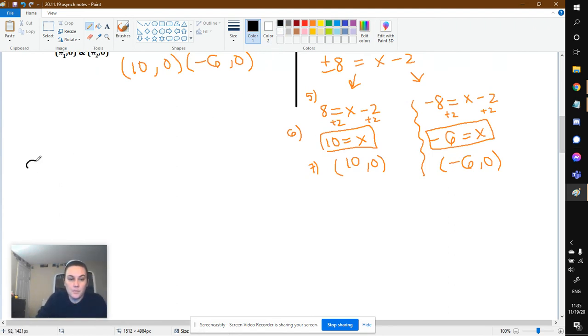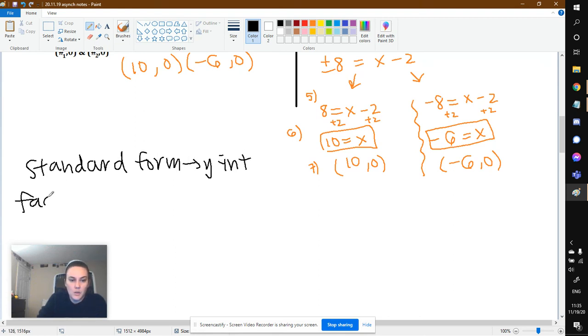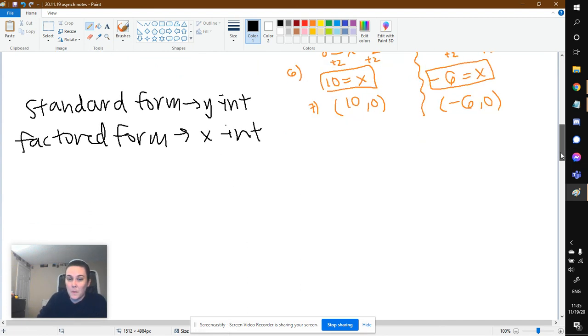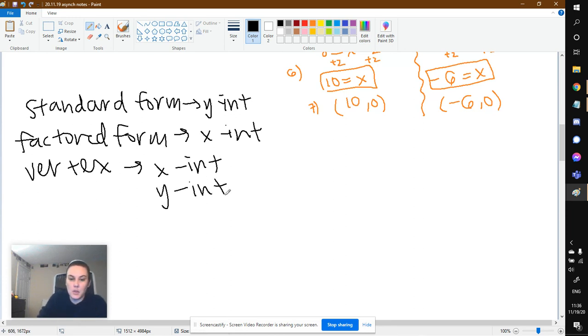Standard form is pretty much only good for the y-intercept, right? Factored form, I should have typed this, I'll type it for the actual notes. Factored form is pretty much only good for the x-intercepts, right? But vertex form, you can find all 3 of them. You can find the x-intercept pretty easily. Not pretty easily, but you can do it. You can find the y-intercept pretty easily, and you can find the vertex super straightforward, right?